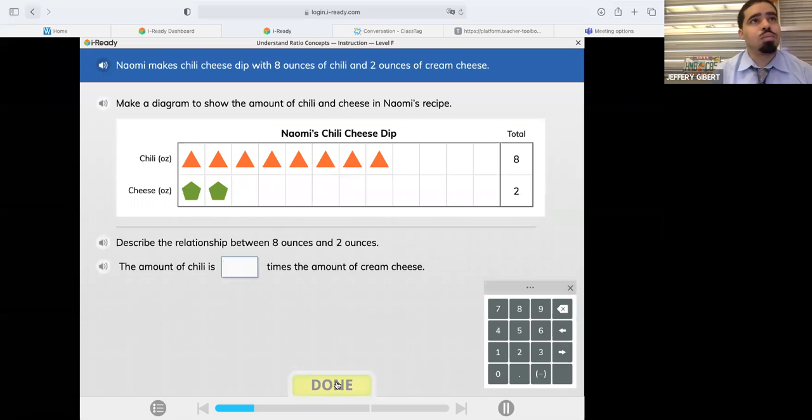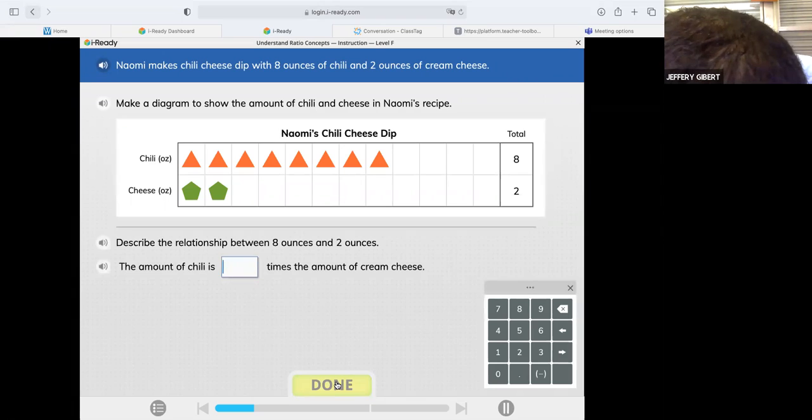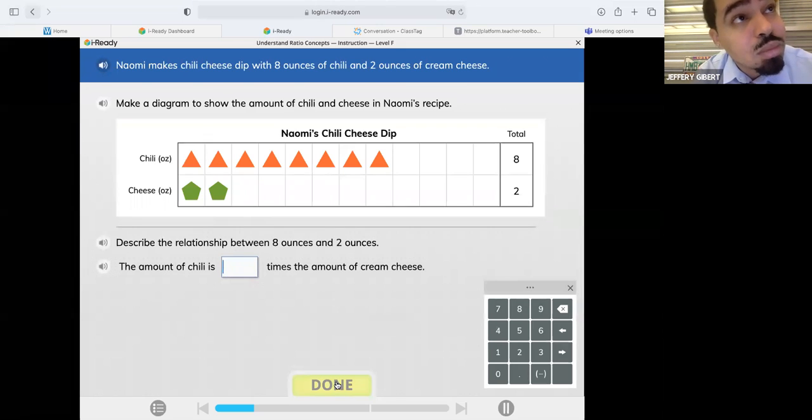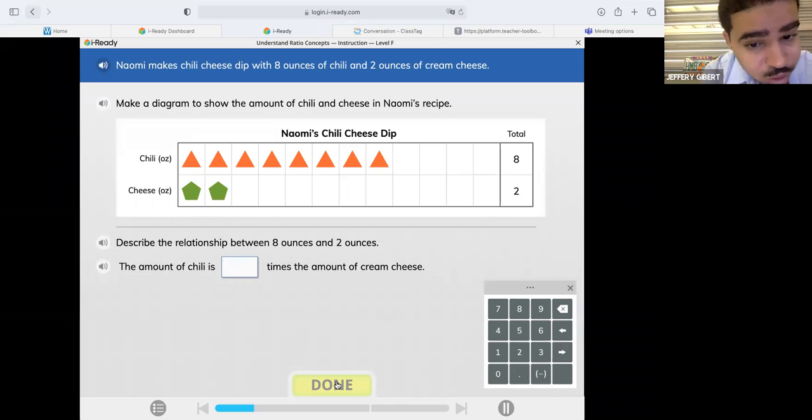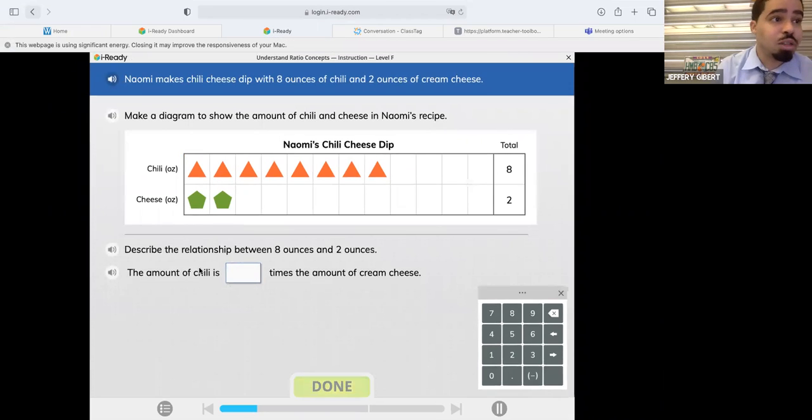All right. The amount of chili is blank times the amount of cream cheese. All right, the amount of chili is blank times the amount of cream cheese. You said what? All right. I couldn't hear, but I think I heard 4. So yes, 4. Take the cheese, multiply it by 4, you get the chili.